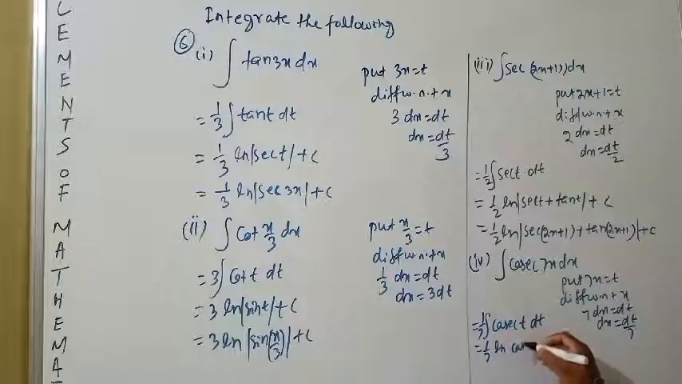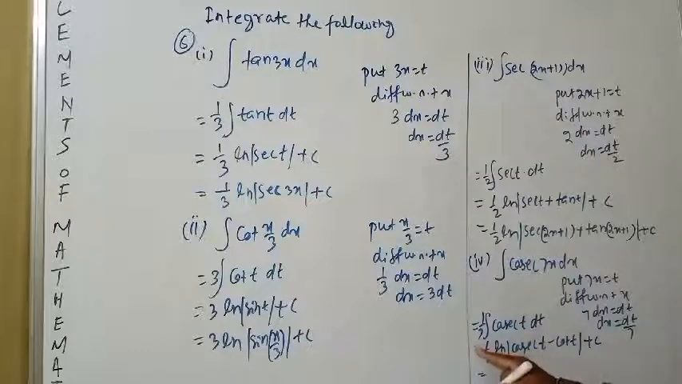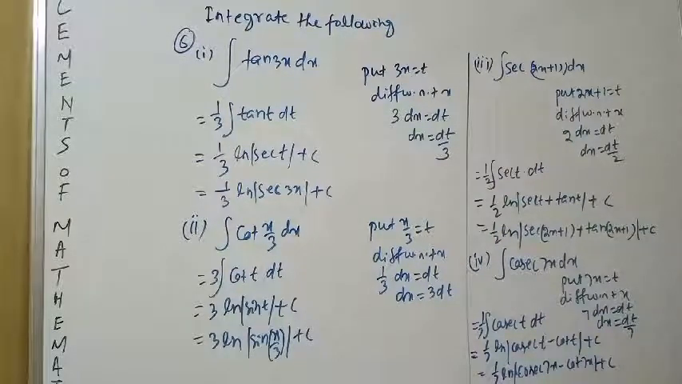is equal to 1 by 7 cosec t, that is ln cosec t minus cot t plus c, is equal to 1 by 7 ln cosec t, where t is equal to how much? 7x, minus cot 7x plus c. Pause the video, note it down.